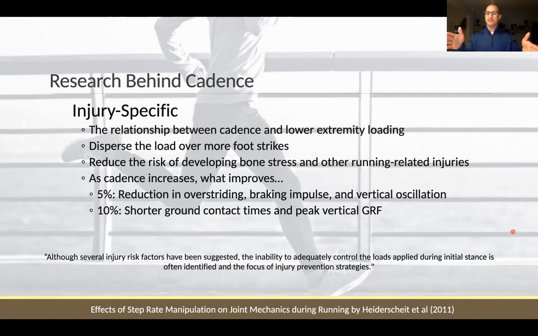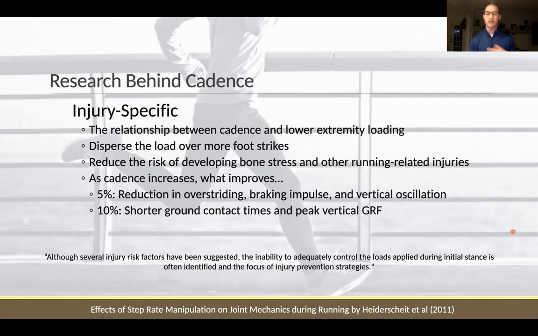In the end, we're still covering the same distance. We're still experiencing the same overall load, but we're not loading as hard every single time. That little bit has been found to reduce the risk of developing bone stress injuries and other overuse running related injuries, right? So that's huge.